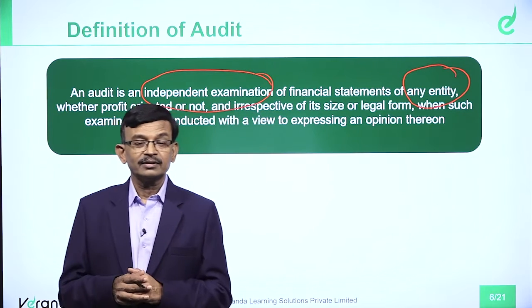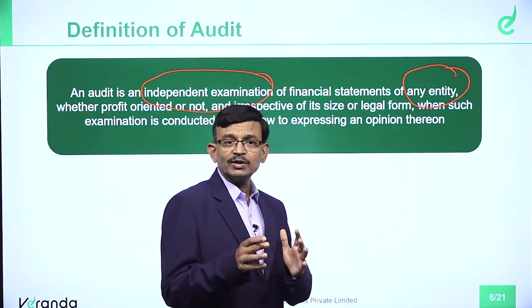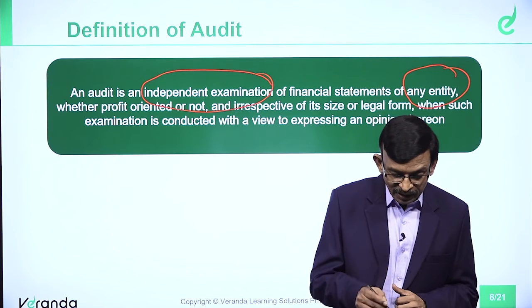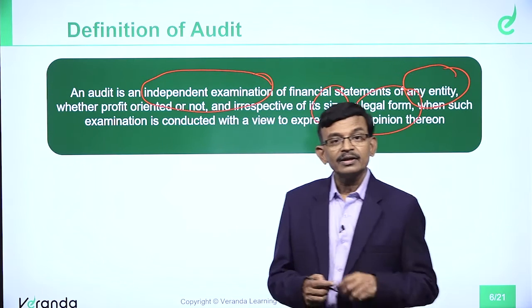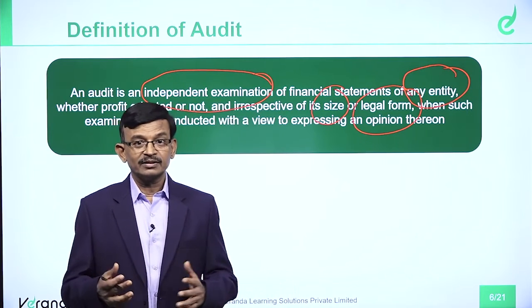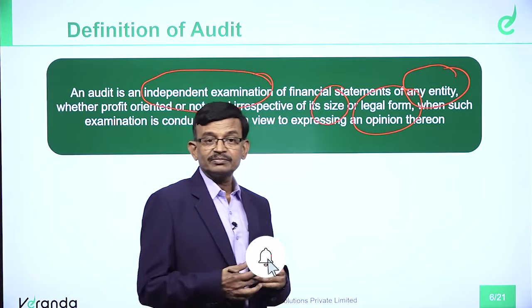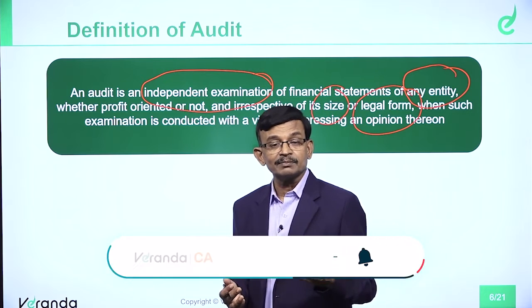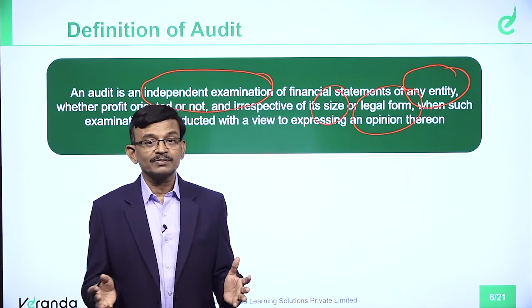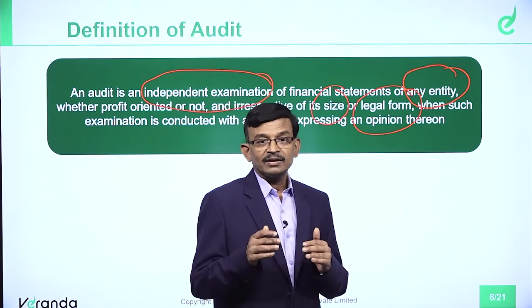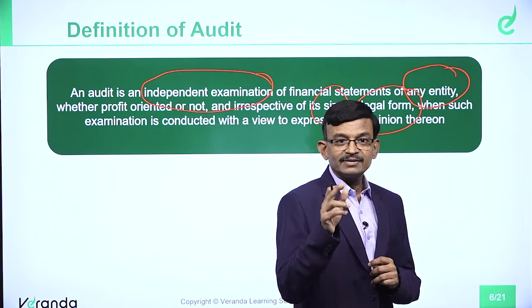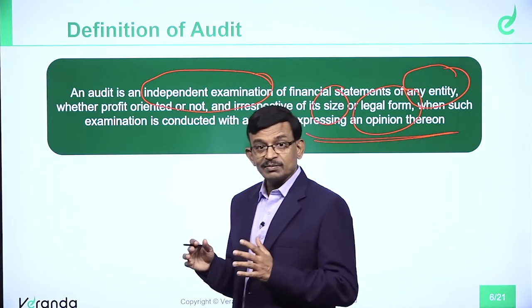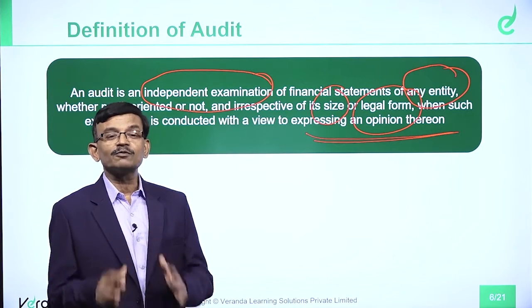Interestingly, the word used is any entity, whether profit oriented or not. Audit is not only for a profit oriented entity. It may be even for an NPO, a not-for-profit organization. And irrespective of its size or legal form, it may be small, it may be big, it may be giant. It may be a partnership, a proprietorship, a small association of persons, a company, a listed company, an unlisted company, or a big company with so many subsidiaries. When such examination is conducted with a view to express an opinion thereon, the financial statements have been audited with a view to express an opinion on that.